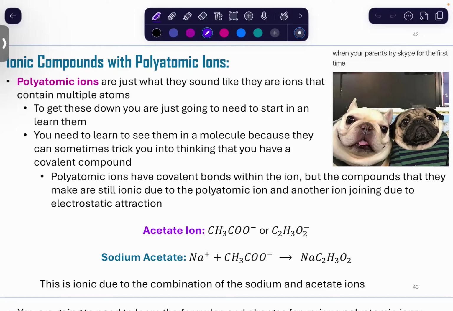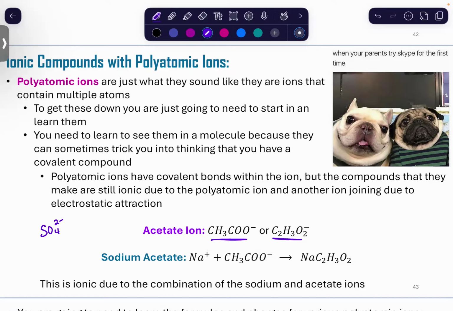So your polyatomic ions, they're what they sound like. They're going to be collections of atoms that form a single ion. Like for example, the sulfate ion. So you see you have sulfur and oxygen. Here you have the acetate ion. So you see that these are going to be multiple atoms that come together to form a single ion.